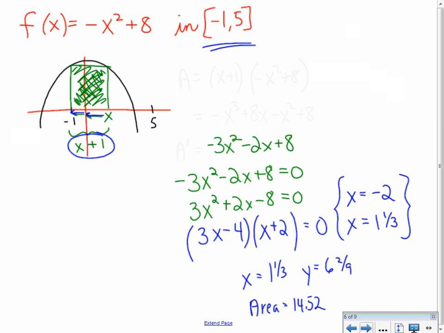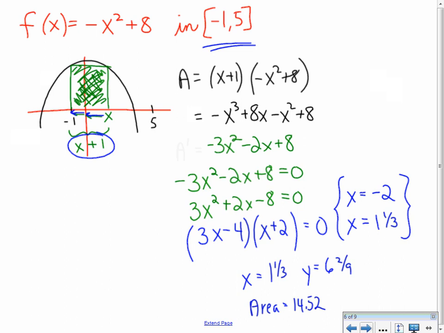So we have a slightly different look in our area formula. I kind of skipped that step. We'll go back. The area now is then x plus 1 times, once again, that same y, negative x squared plus 8. And then I multiplied it through, and I found the derivative, and we set it equal to 0. I found the derivative there, didn't mark that.